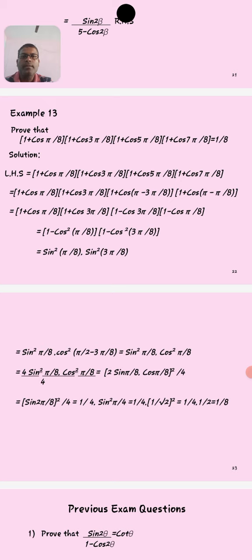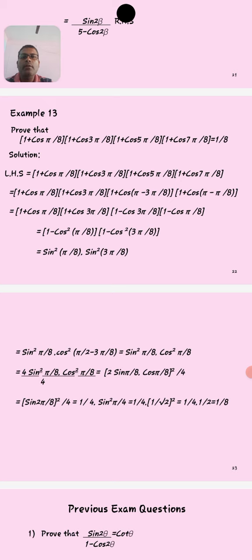Here we take 1 plus cos pi by 8 common, and 1 plus cos 3 pi by 8 common, and the remaining value is 1 minus cos 3 pi by 8, 1 minus cos pi by 8. Now here a plus b into a minus b, so we write 1 minus cos square pi by 8 into 1 minus cos square 3 pi by 8.